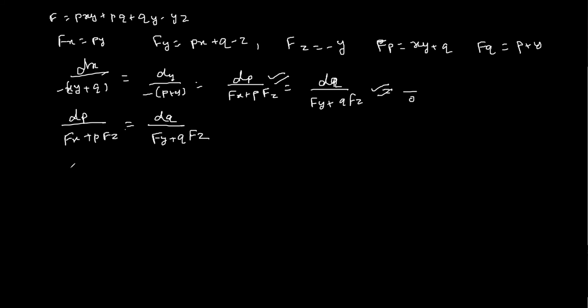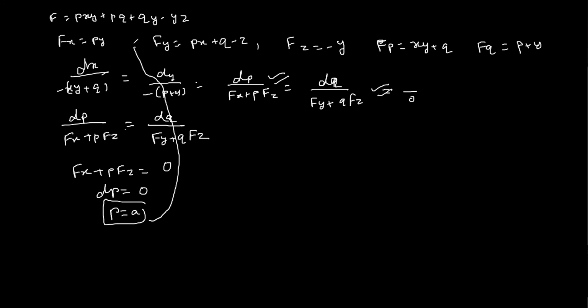So you can write here fx plus pfz is equal to 0. Therefore, dp is equal to 0. If dp is equal to 0, then definitely p will be any constant a. Now put p is equal to a here.